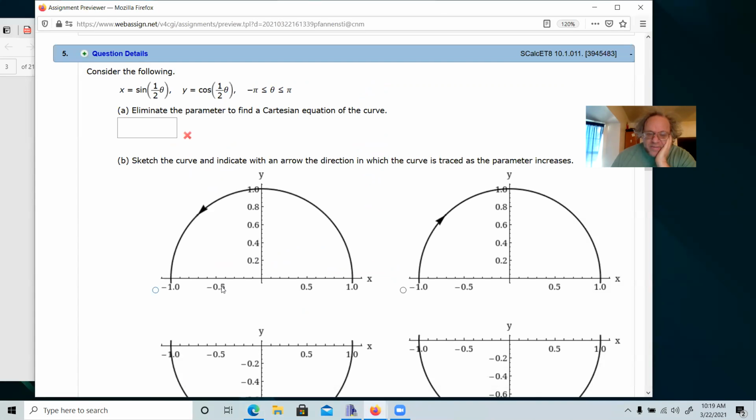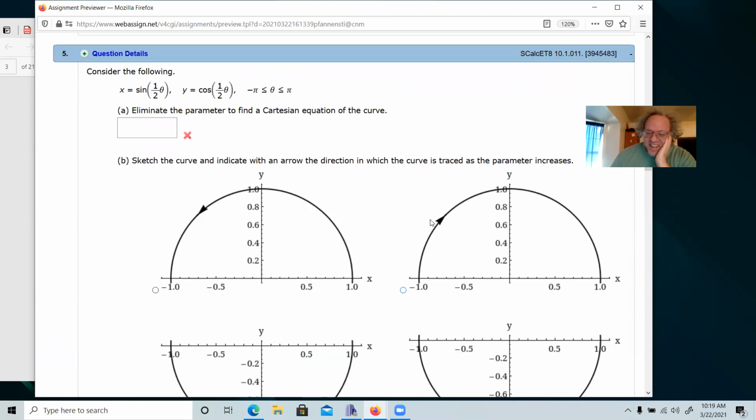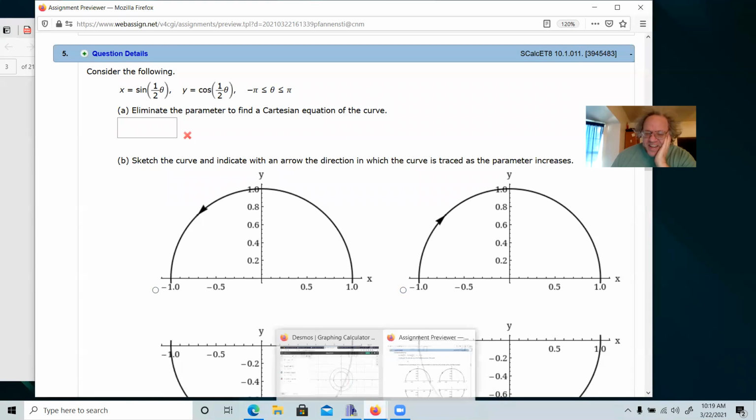Okay, if I'm looking at my piece here, right? See, told you the arrows were going to be important. Okay, then we can go ahead and type in and say, okay, I think it's this one. Okay, and then it says eliminate the parameter to find the Cartesian of the plane.